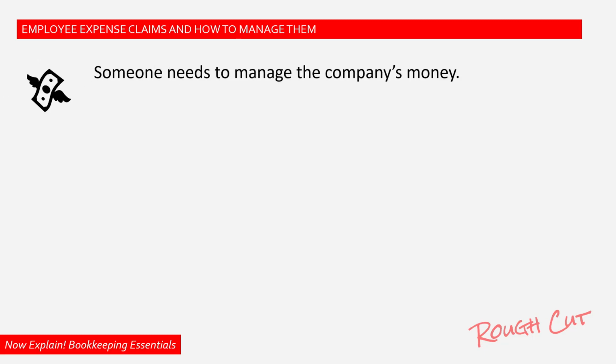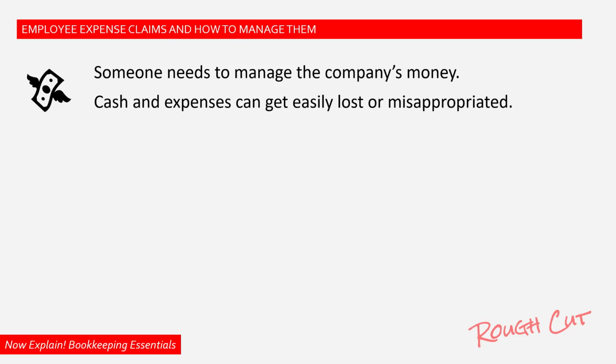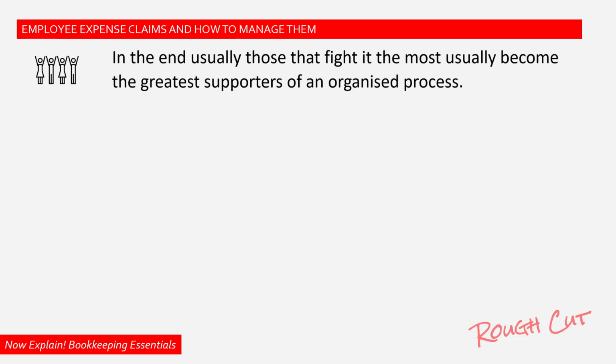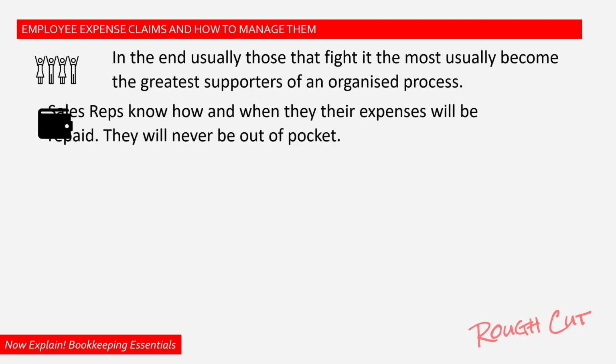Someone needs to manage the company's money. Cash and expenses can easily get lost or misappropriated. Business owners should realise that while you can control checks, electronic transfers and bank accounts, cash can vanish if it is not managed and accounted for. In the end, usually those that fight it the most usually become the greatest supporters of an organised process.